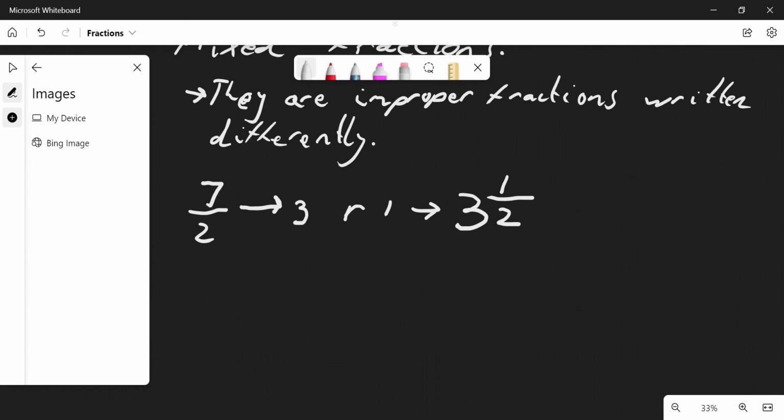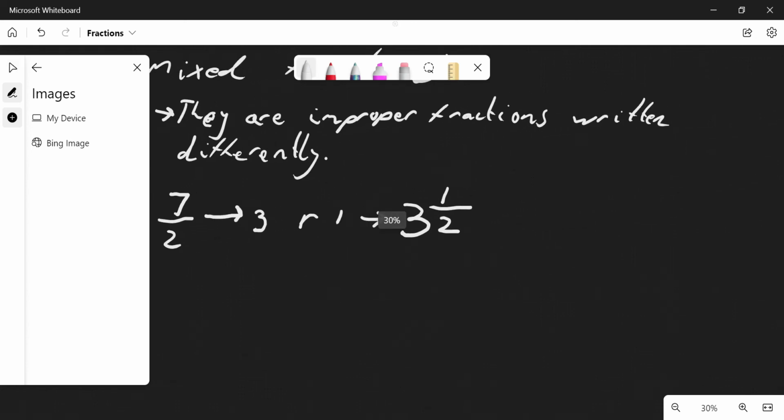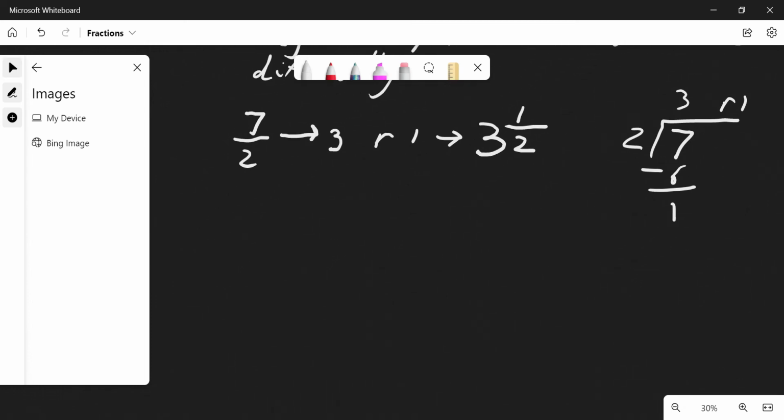I want you guys to think back to your primary days. If you were given this, then you do exactly the same. You'd ask yourself, how many times does 2 go into 7? You'd say 2 goes into 7 3 times. 3 times 2 is 6. Then you say minus, and your answer is 1. So your answer would be 3, remainder 1. All right. So this is the general form of a mixed number.